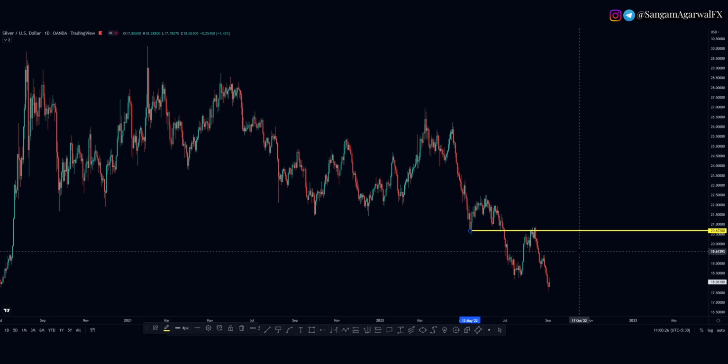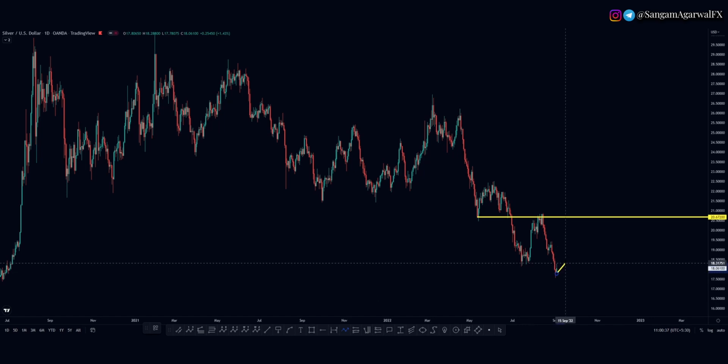So on daily time frame, until silver breaks this level $20, you cannot say it is bullish. It is technically bearish, and below that level you just wait for correction, and correction can be zigzag or chart pattern, then sell at retracement.